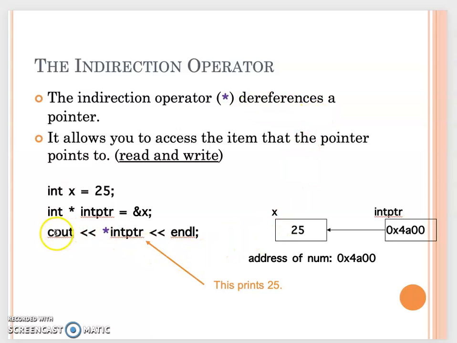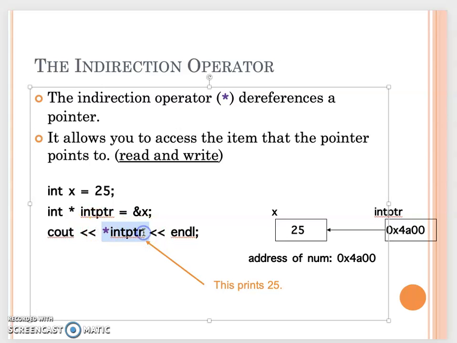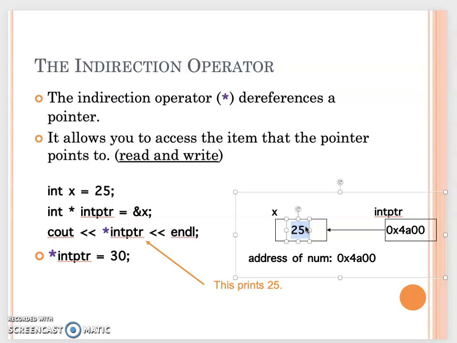You can not only display the int ptr, you can also use this to assign a value. If you use the int ptr to assign the value 30, it will override this value, so 25 becomes 30. So we call this the indirection operator: it can not only read and display the value it refers to, it can also overwrite the value.